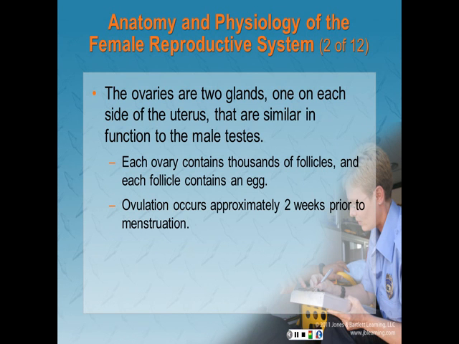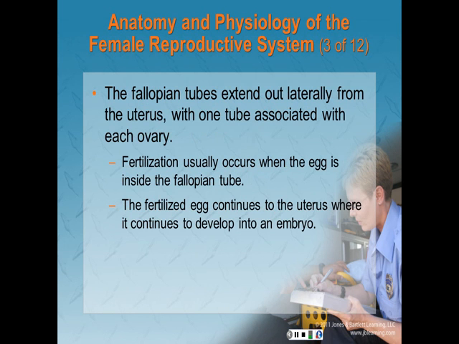If fertilized, the egg implants in the endometrium, or the lining on the inside of the uterus. If the egg is not fertilized within 36 to 48 hours after its release, the lining is shed as menstrual flow. Generally, that occurs around the 28th day of the menstrual cycle. The fallopian tubes extend out laterally from the uterus, with one tube associated with each ovary. Fertilization, where the sperm meets the egg, usually occurs when the egg is inside of the fallopian tube. The fertilized egg then continues to the uterus, where it continues to develop into an embryo and implants inside the wall of the uterus.